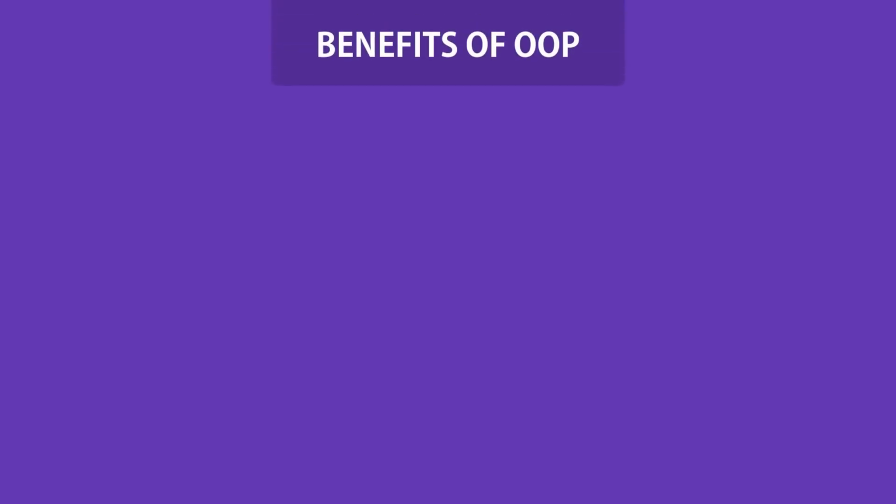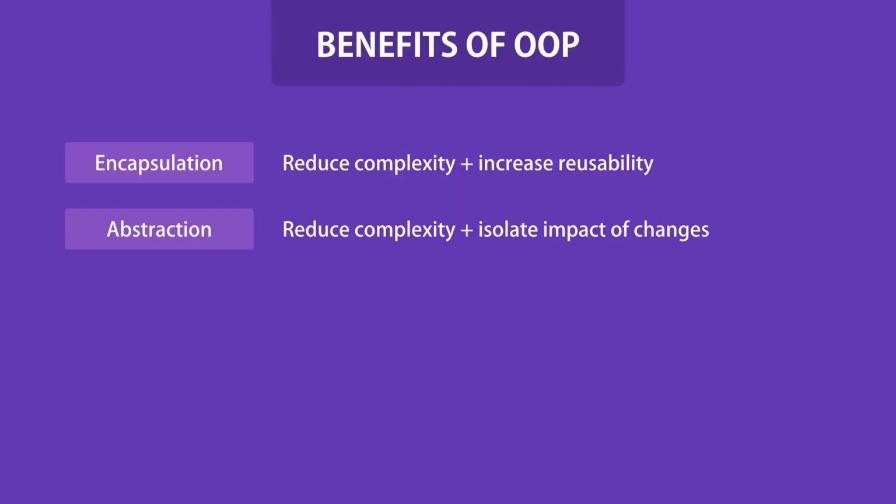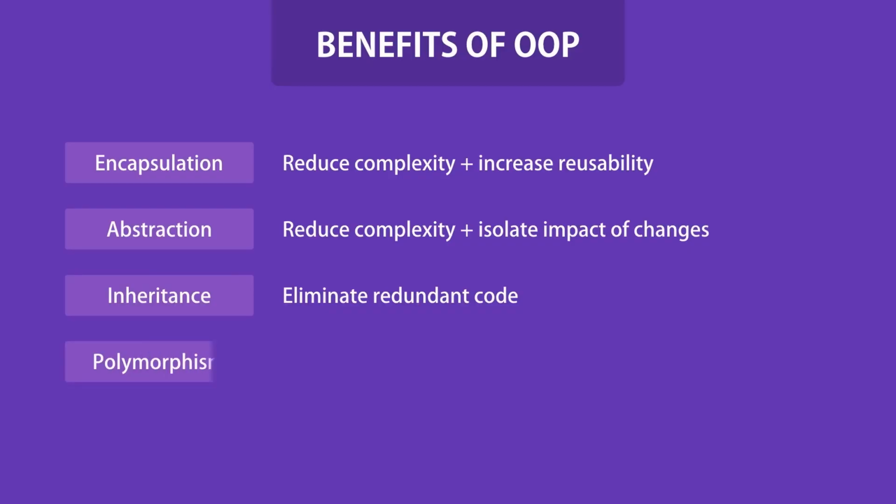So here are the benefits of object-oriented programming. Using encapsulation, we group related variables and functions together, and this way we can reduce complexity. Now we can reuse these objects in different parts of a program or in different programs. With abstraction, we hide the details and the complexity and show only the essentials. This technique reduces complexity and also isolates the impact of changes in the code. With inheritance, we can eliminate redundant code, and with polymorphism, we can refactor ugly switch and case statements.